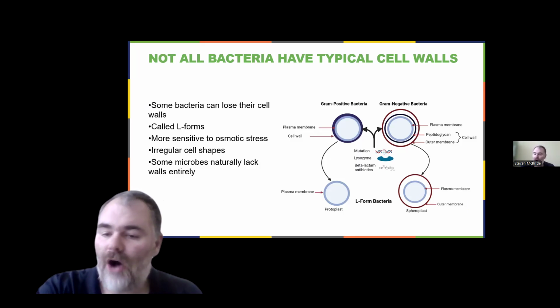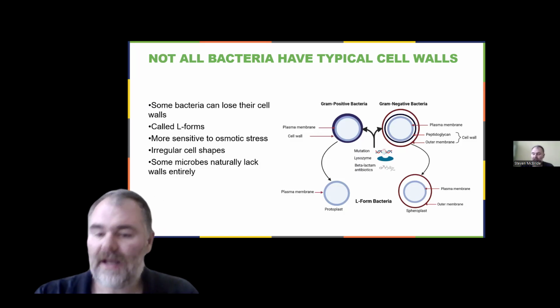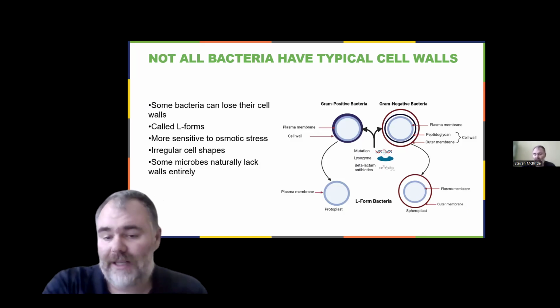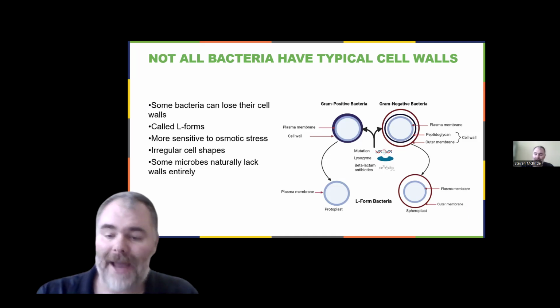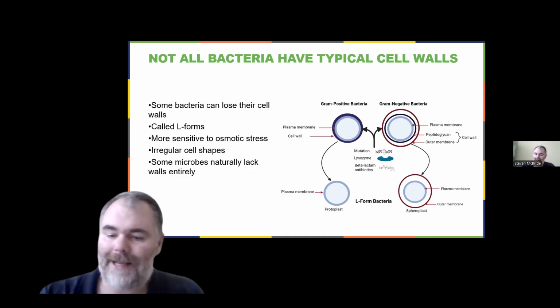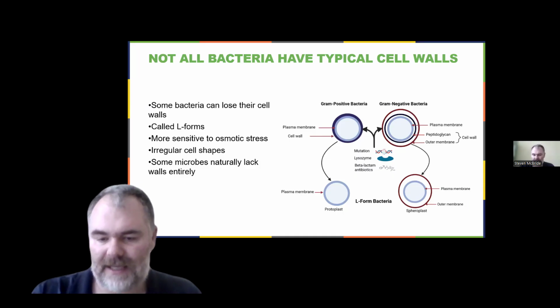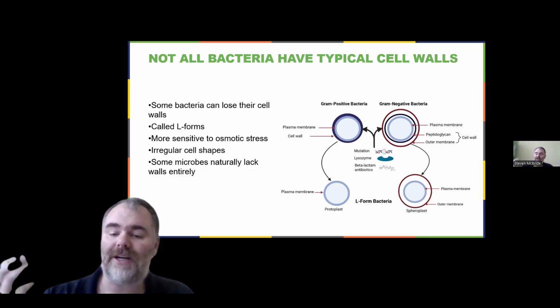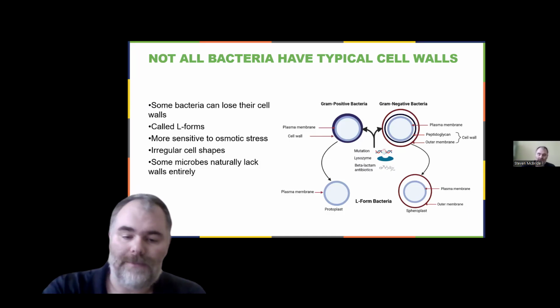As a result, L-forms often display irregular or variable shapes instead of the more defined morphology seen in typical bacteria. Some microorganisms also naturally lack cell walls entirely. For example, members of the genus Mycoplasma do not produce a typical bacterial cell wall at all. These organisms rely on other structural adaptations to survive and maintain membrane stability. So while cell walls are common and extremely important in microbiology, they are not universal.